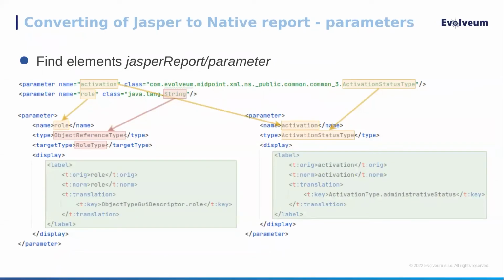Now we need to convert the parameter to the new report. So in the template, we have to find the parameter tags. We create a new parameter in the new report. We copy the name and class name to the new report, the new parameter, sorry. When we need a reference for an object, the old Jasper parameter was of type string and used the OID of the object, but the new report uses the object reference type and a target type element in the parameter. So we use the object reference type instead of string. Also, we can add the label configuration for the GUI.